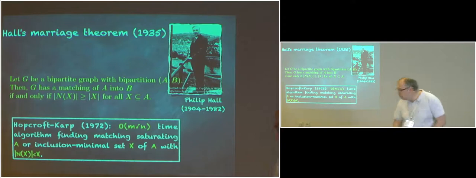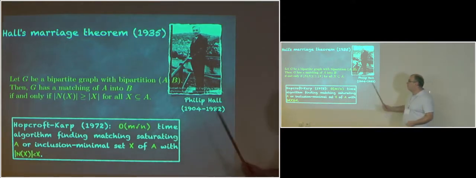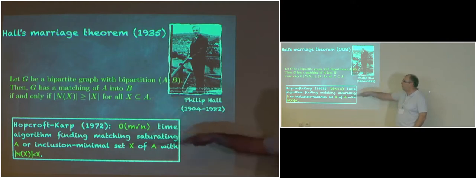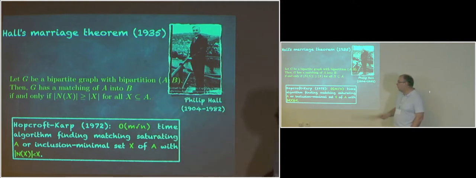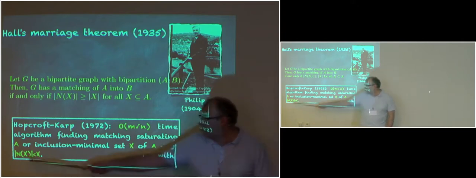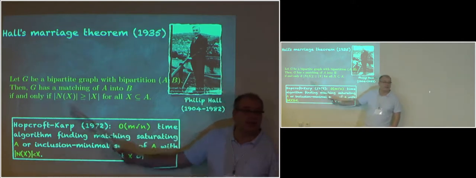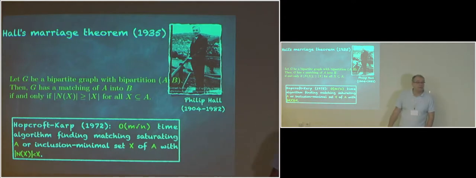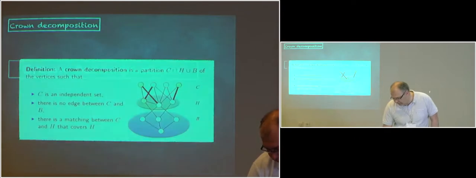And again, the Hopcroft-Karp algorithm can also be used either to find a matching of A into B in this time, or even to give a certificate why there is no such matching, and this certificate is an inclusion-minimal set X of A which doesn't satisfy the condition of Hall's theorem. Right? And everything I will be doing today, once again, will be coming from these theorems.